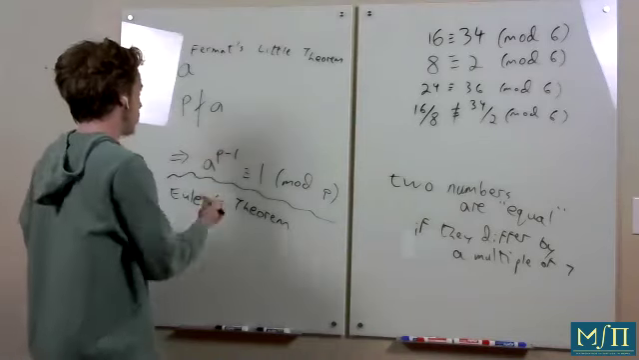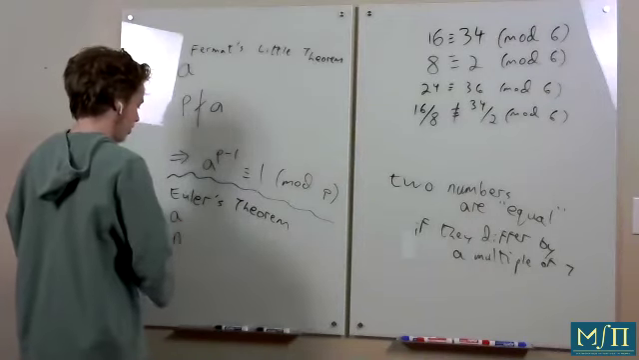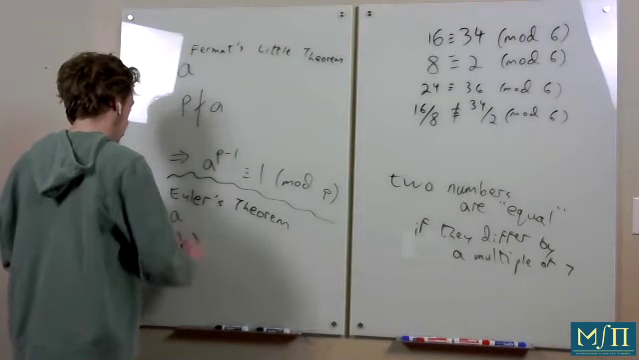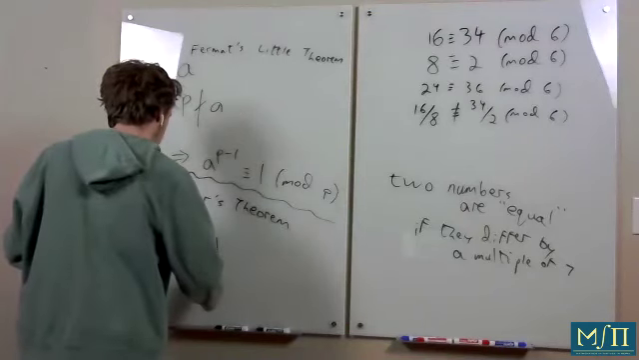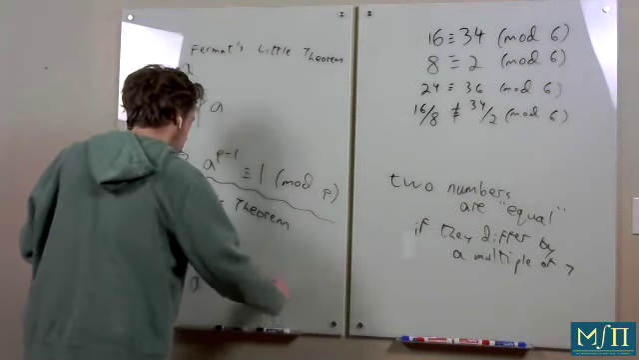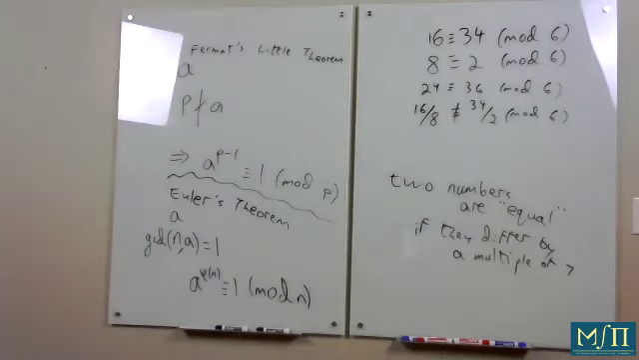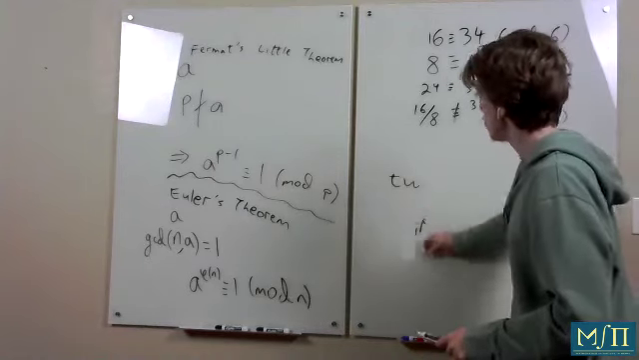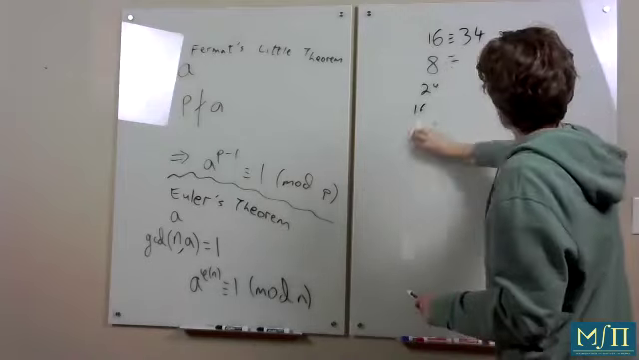Anyway, Euler's theorem is more general because it tells you that if a is a positive integer and n is a positive integer that is relatively prime to a, meaning their greatest common divisor is 1, then a to the power phi of n is congruent to 1 modulo n. Well, what is this phi of n? It's the number of positive integers between 1 and n inclusive that are relatively prime to n.